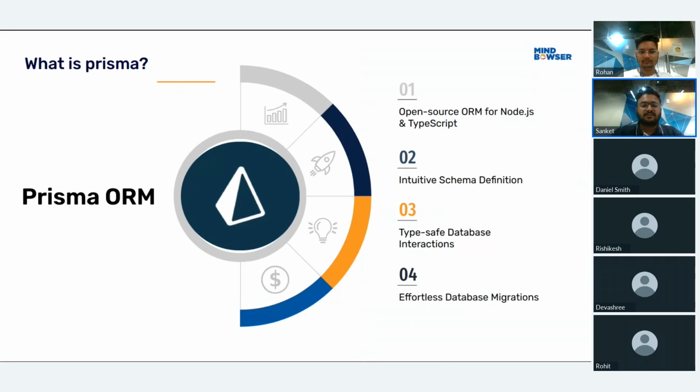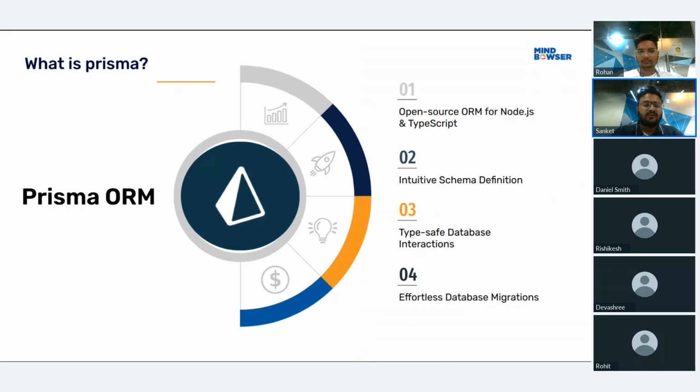Instead of writing complex SQL queries, you can use intuitive constructions that resemble real-world entities and their relationships. Next, we have types of database interaction. Prisma integrates seamlessly with popular database types like MySQL and others. And it also promotes the use of TypeScript.